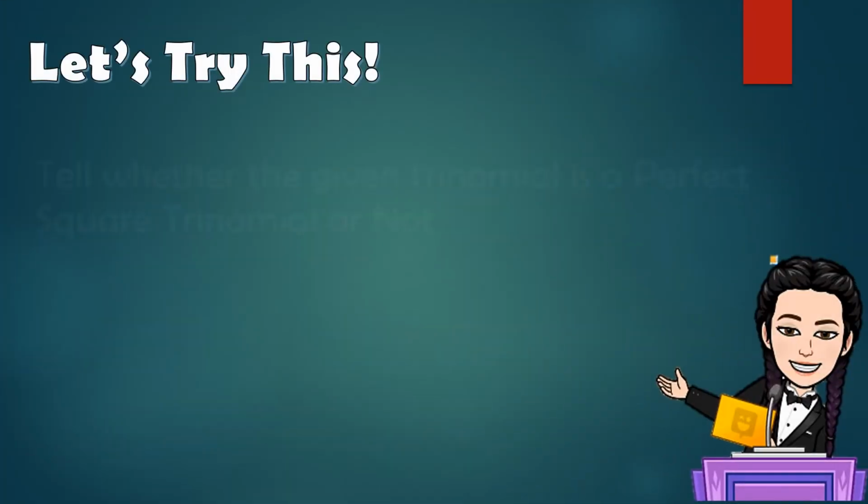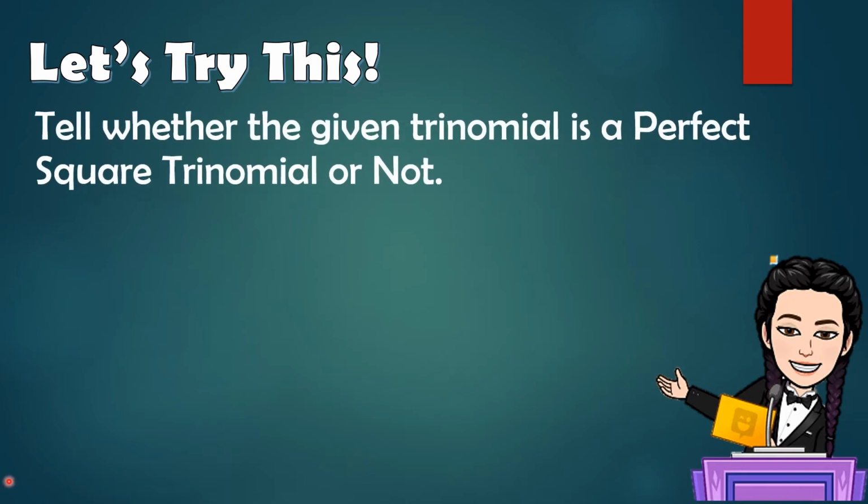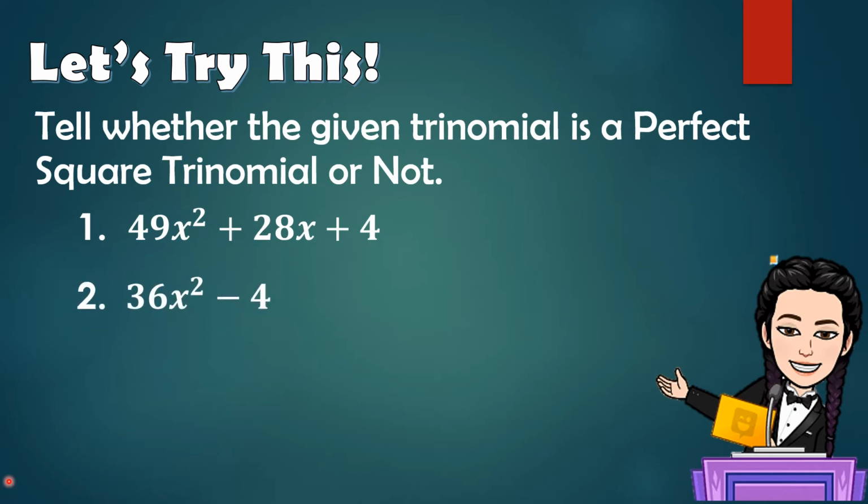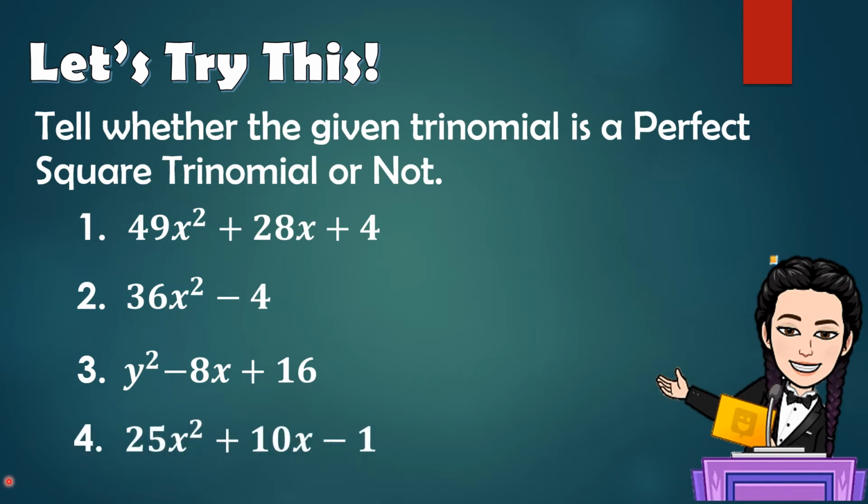So let's try the following. Tell whether the given trinomial is a perfect square trinomial or not. Number 1, 49x squared plus 28x plus 4. Number 2, 36x squared minus 4. Number 3, y squared minus 8x plus 16. And number 4, 25x squared plus 10x minus 1. Pwede niyong i-pause ang video na to kung masyadong mabilis para meron kayong enough time to answer.